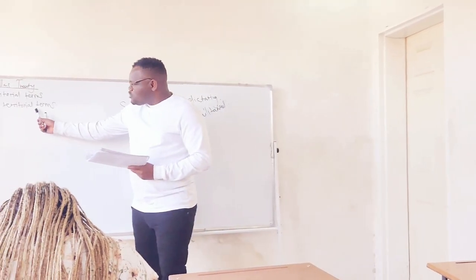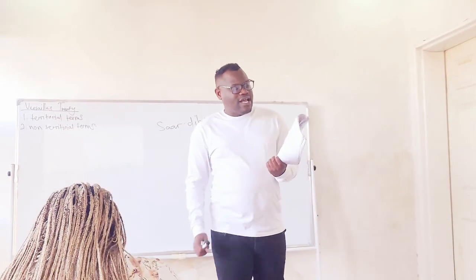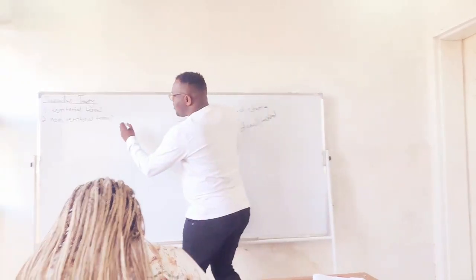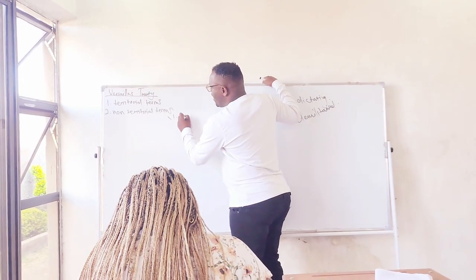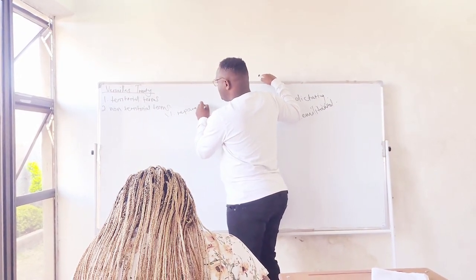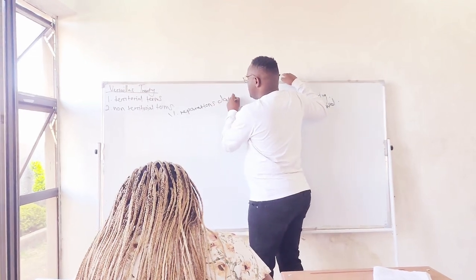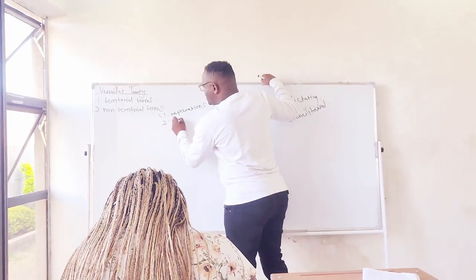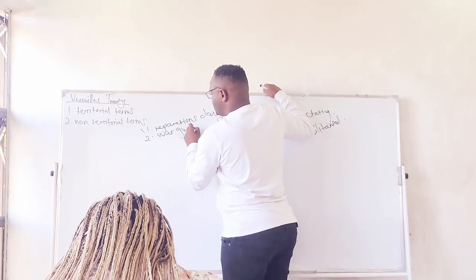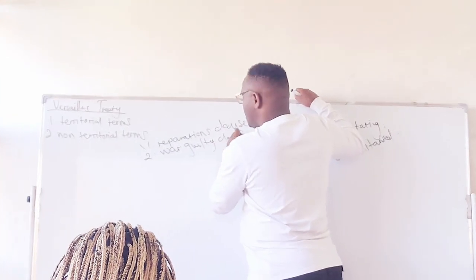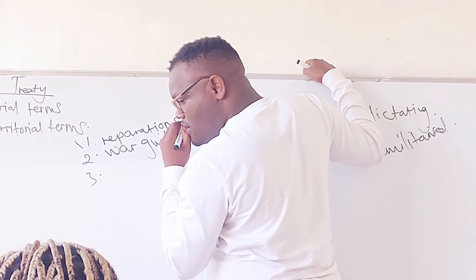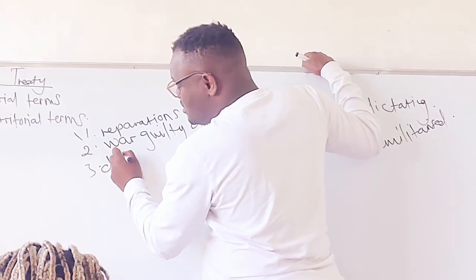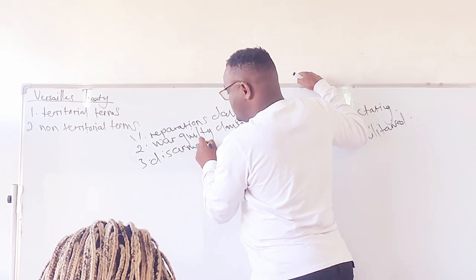Right, so let us move on to the non-territorial terms. Under the non-territorial terms, we are supposed to address three things, right? Number one, we have the reparations clause. Then number two, we have the war guilt clause. Then number three, we have the what? The disarmament, right? Disarmament clause.